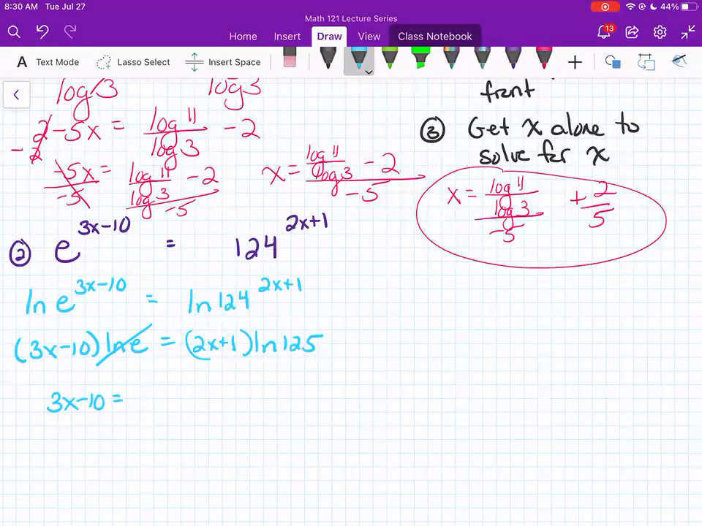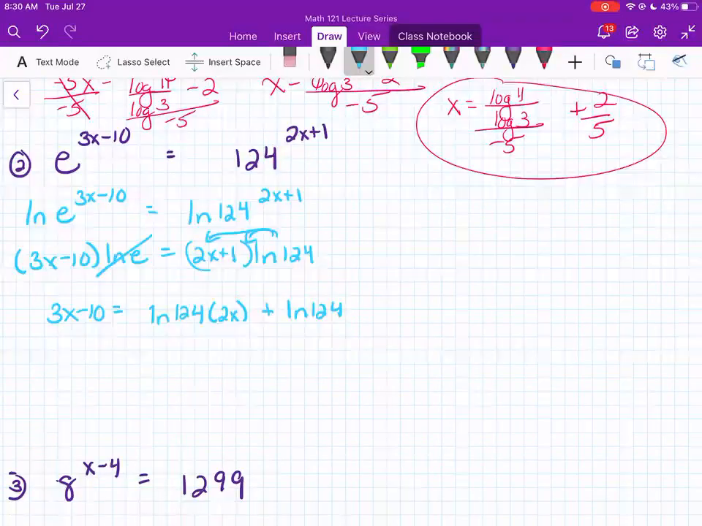leaving me with 3x minus 10 equals, I'm going to choose to multiply everything out here. So I have ln of 124. I'm not sure why I keep writing 125. Sorry about that. Times 2x plus ln of 124 when I distribute to both pieces.